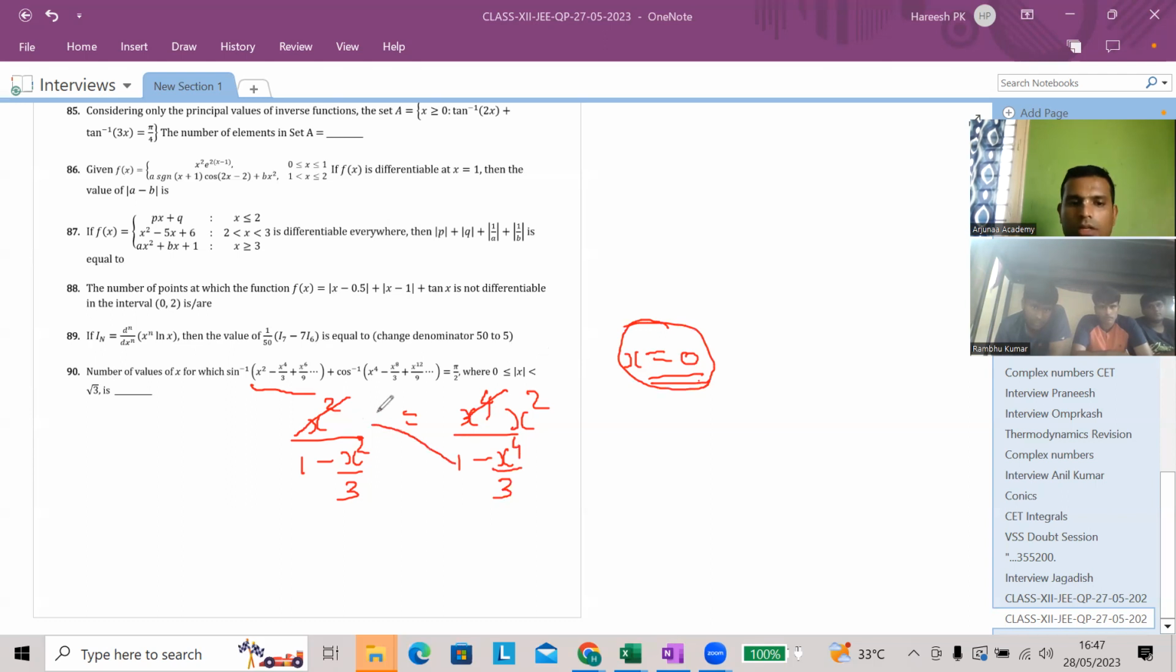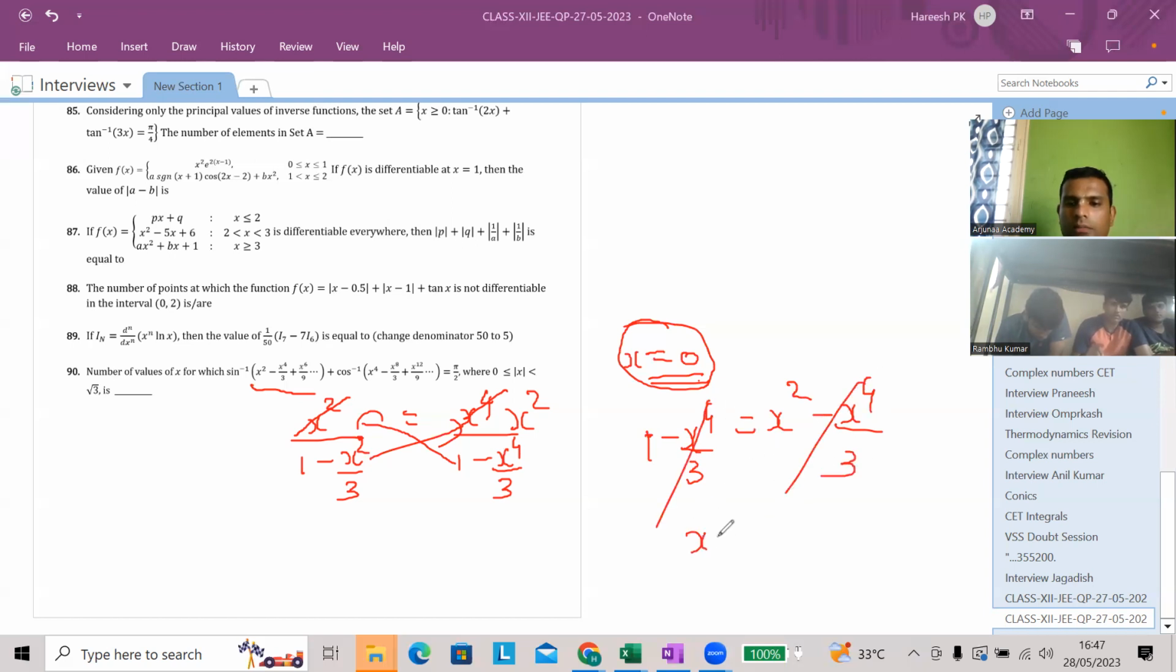So next you cross multiply this and this. So you'll get 1 minus x power 4 by 3, x square minus x power 4 by 3. So you'll get x square equal to 1. That means x equal to plus or minus 1. So how many solutions? 3 solutions. Are you understanding? Yes.